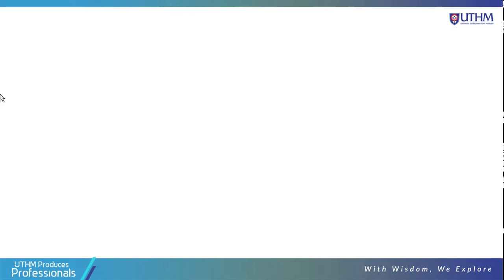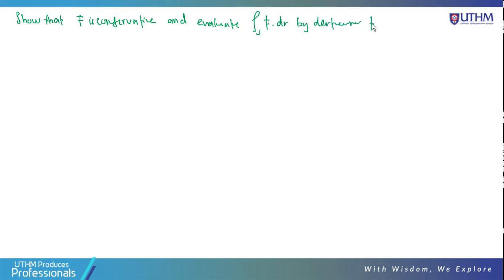Show that the vector field F is conservative and evaluate the integral of F dot dr by determining the potential function.